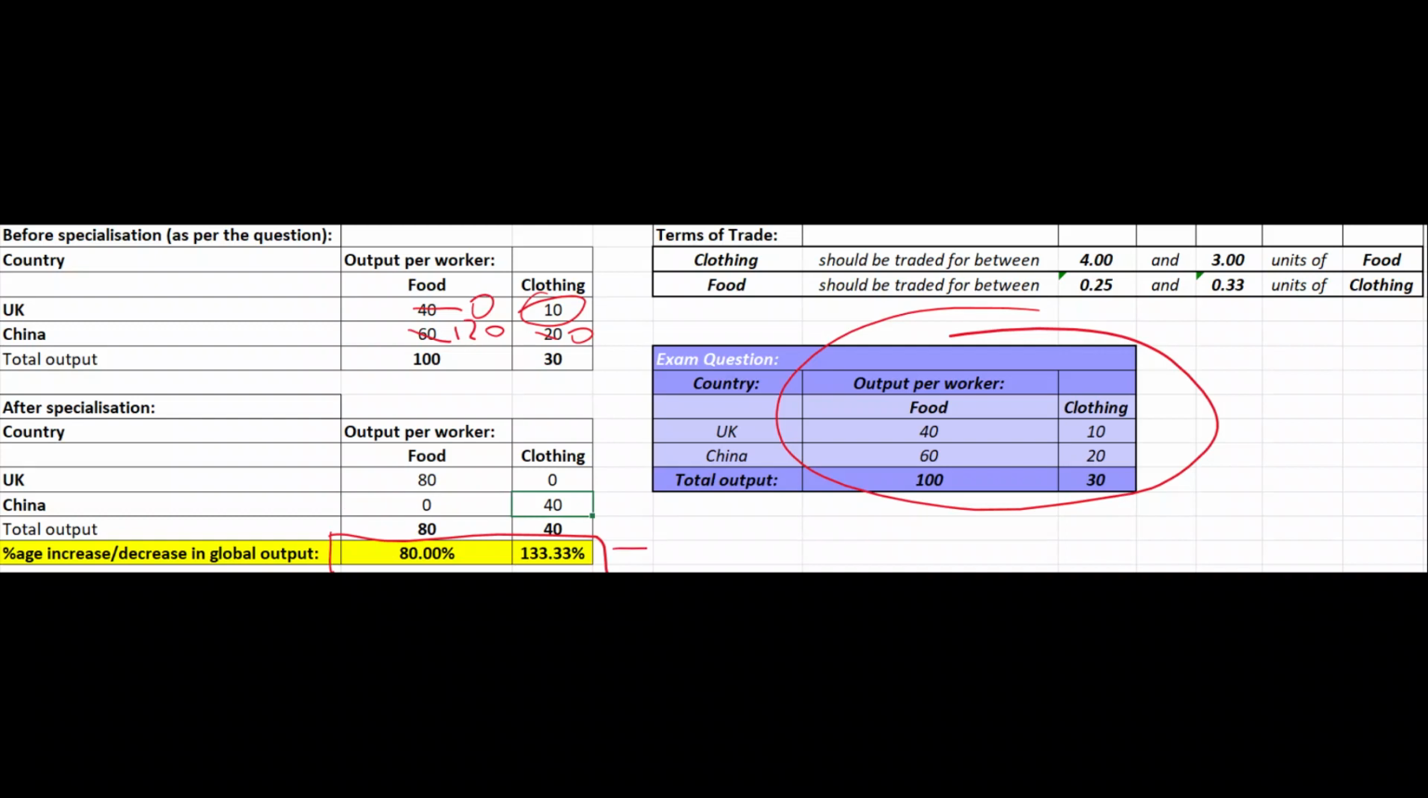And we can see that production has increased in clothing. Clothing is now 133% of what it was, and food is 80%. So food has gone down, but the increase in clothing has outweighed the decrease in food. Therefore, we have the correct answer now. China should specialise in clothing and the UK should specialise in food, and then trade with each other for the good that they don't produce. And the terms of trade are just established over here.